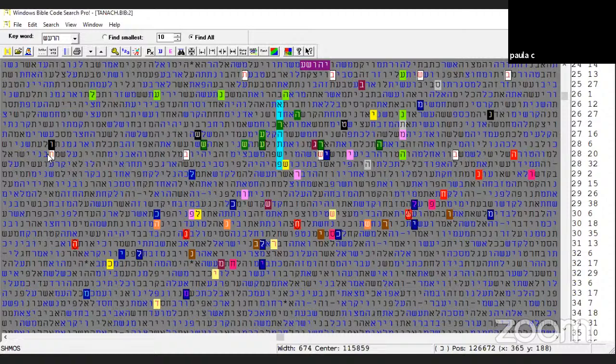And let me see in the purple, there's a purple here, if I can find it. I can't find it right now. Let me see what we have here. We have Mem Shin Gimel Bet. Anybody recognize that word of the purple? Okay, well, I'll have to come back to that at a different time.